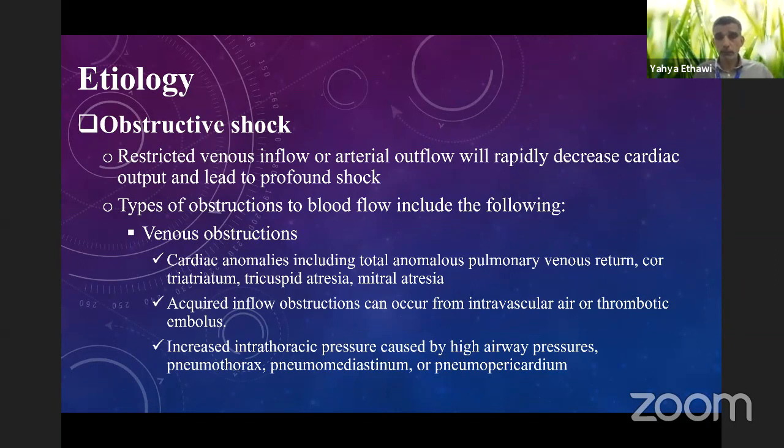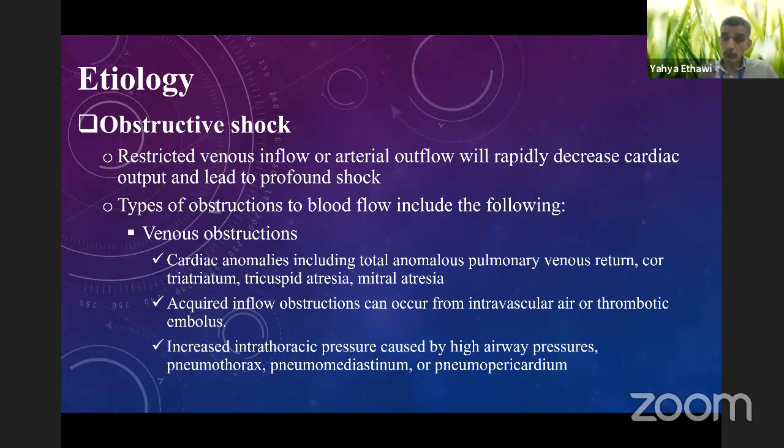Obstructive shock: if you have restriction to the inflow or the outflow, both can interfere with cardiac output and function. A typical example of venous obstruction is some cardiac anomalies, such as total anomalous pulmonary venous return, or cor triatriatum, tricuspid atresia, mitral atresia, or acquired inflow obstruction, such as intravascular air or thrombotic embolism, or increased intrathoracic pressure from pneumothorax, pneumomediastinum, even from ventilation.